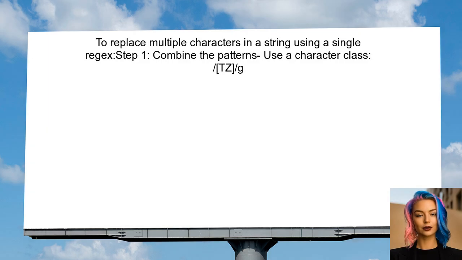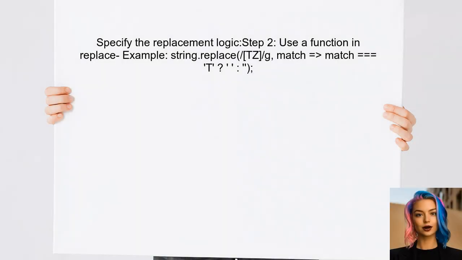To replace multiple characters in a string using a single regular expression, the user can combine the two replacement patterns into one. This can be done by using a character class. Next, the user should specify the replacement logic. In this case, we want to replace T with a space and remove Z. This can be achieved by using a function in the replace method.